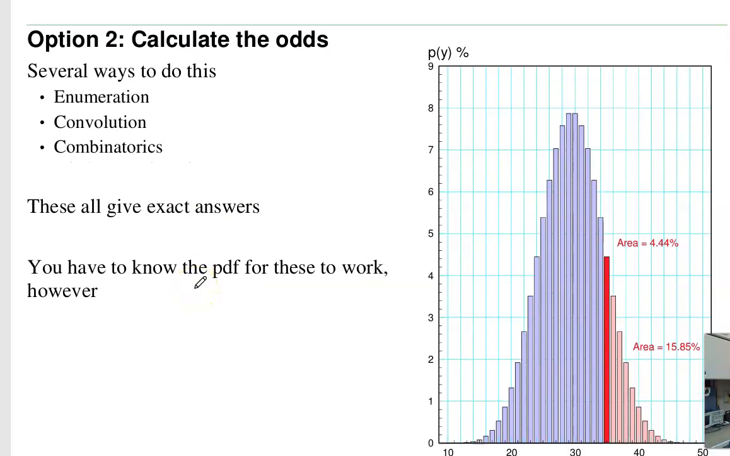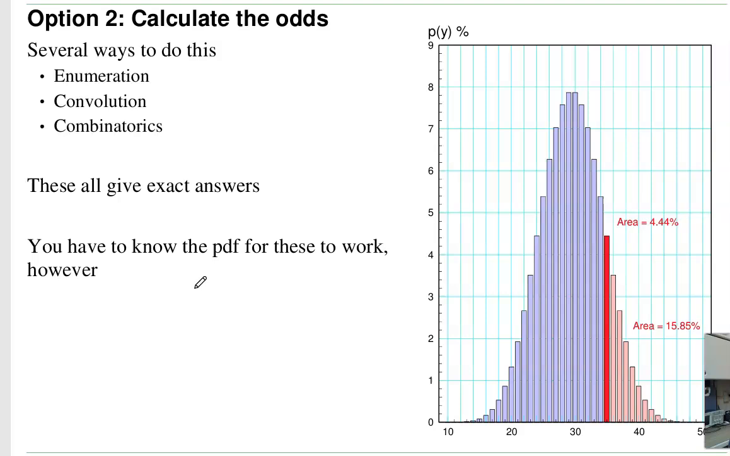Second way to get the odds is I can calculate what they are. I can do that using enumeration, convolution, combinatorics. I'll give you the same answer. Those are all topics we talked about in this class. The problem with calculating the odds is you have to know the distribution. Sometimes you just don't know what that is. I've got a product coming off the assembly line. I want to know how much it weighs. I don't know what the distribution is. That's what I'm trying to find out. So sometimes calculations work great, sometimes they don't work at all.